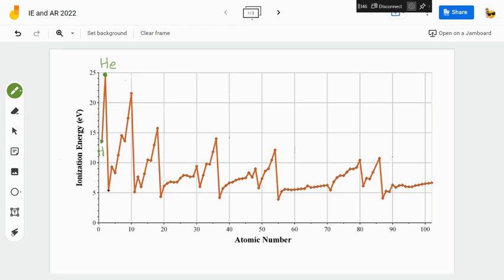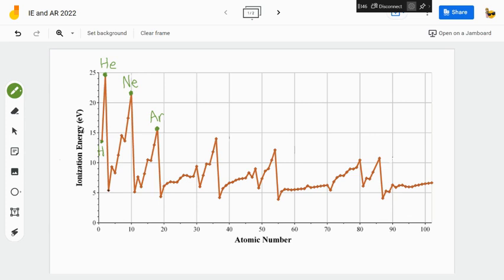So this is the first ionization energy, and if you notice, the noble gases are at the top. This is atomic number 10, so it's neon. Here's 18 for argon. So what's happening to the ionization energy as you go down a family, though? It is decreasing.